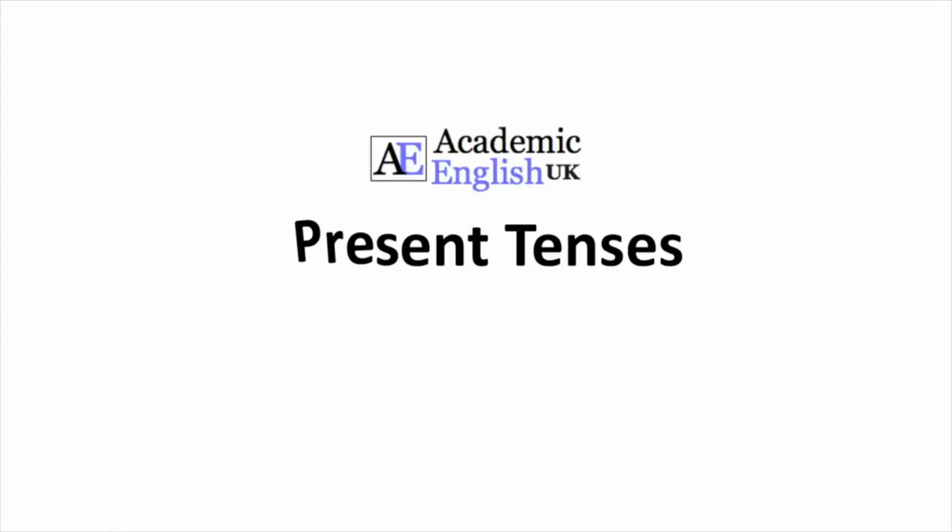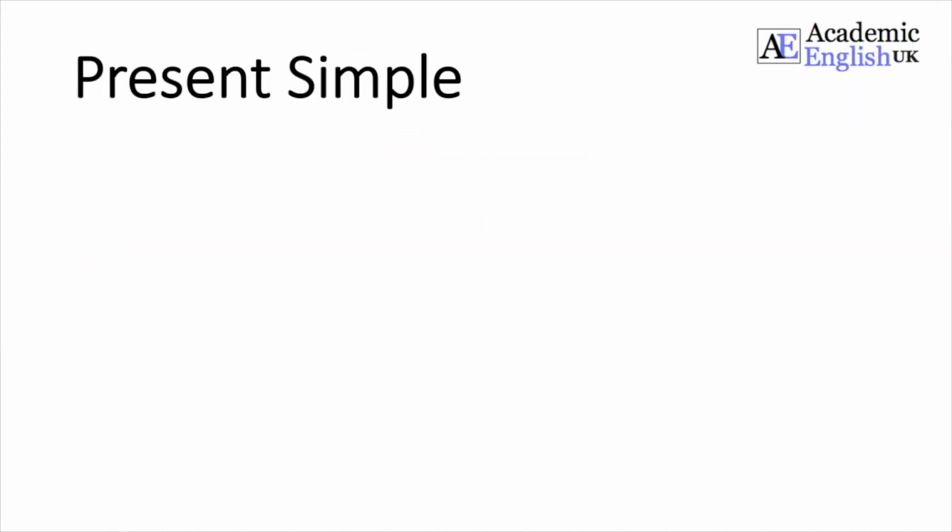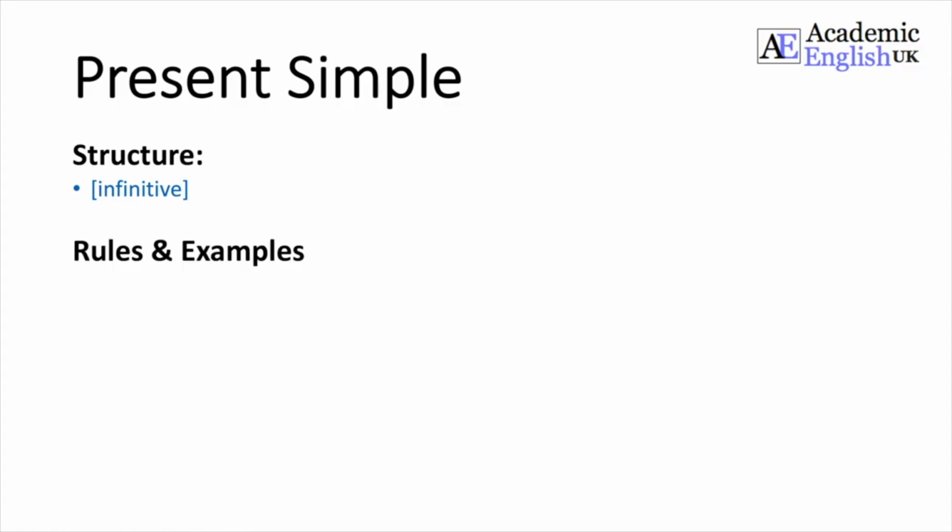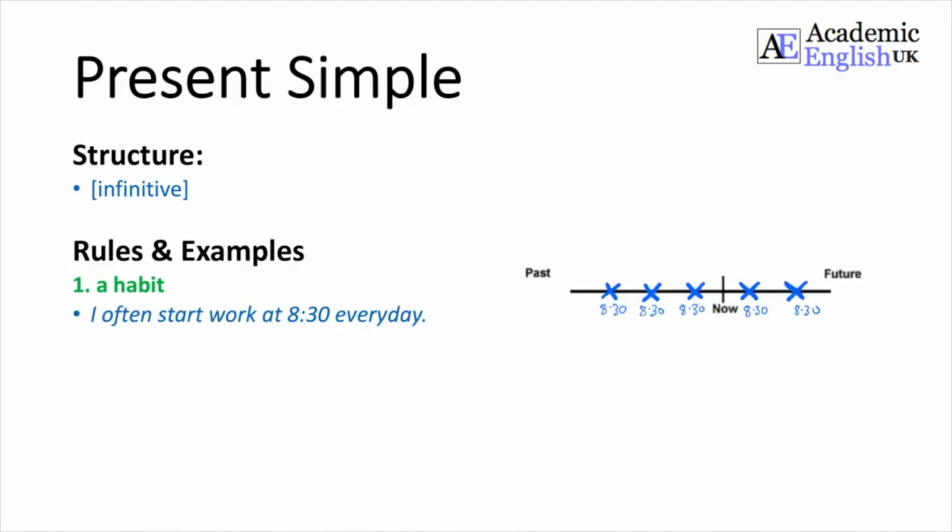Okay, I'm going to begin with the present tenses and start with present simple. Present simple is created using the infinitive form of the verb, and there are three rules. First rule is a habit. I often start work at 8:30 every day. This can be shown on a timeline like this.